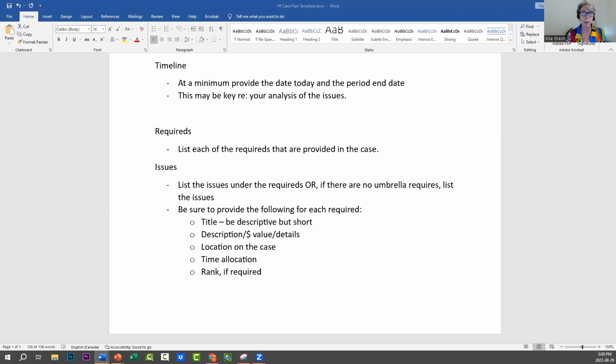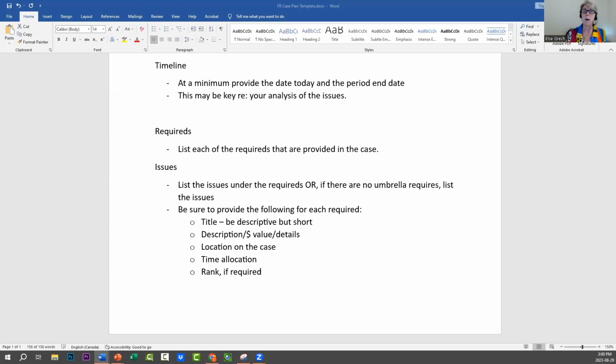Then your time allocation, because you need to know how much time you're going to spend analyzing this issue and writing up the submission to the client, and then rank the issues if it's required. Like I said, often it's not required because the expectation is you will address every single issue. So ranking them really doesn't make a difference, but sometimes you have to rank them because one issue will impact the calculation in another issue.